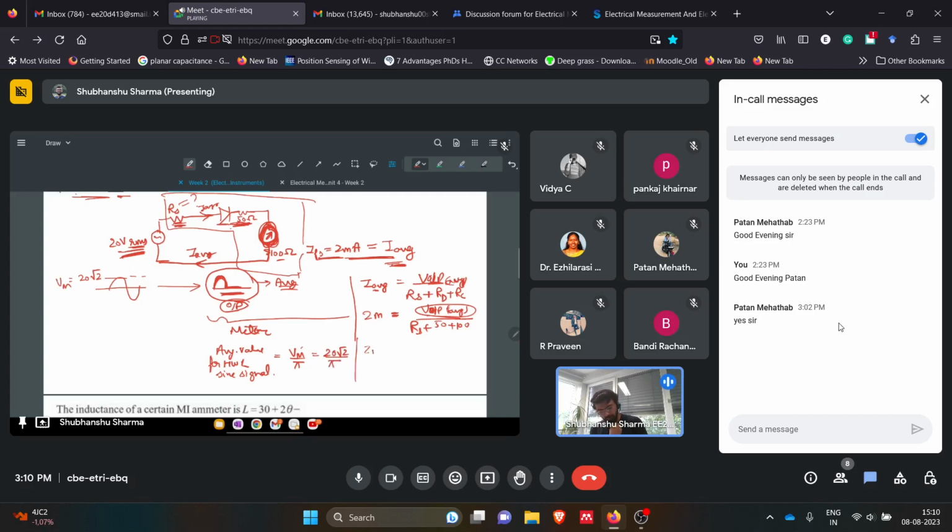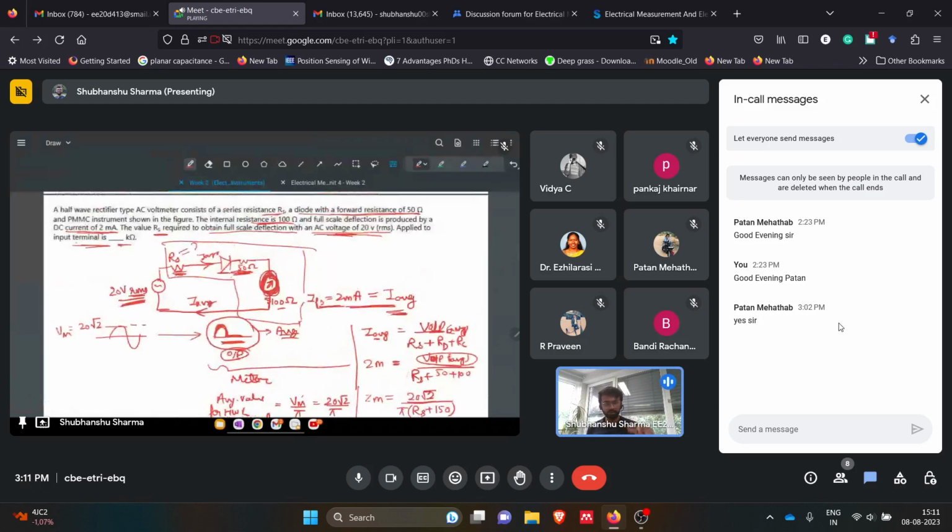So we can put this into the formula: 2 milli equals 20 root 2 by pi divided by RS plus 150. And then we can solve for the RS value. I don't want to solve it completely, but I think it is around 4.3 something. You can solve this. Just let me know what the RS is.